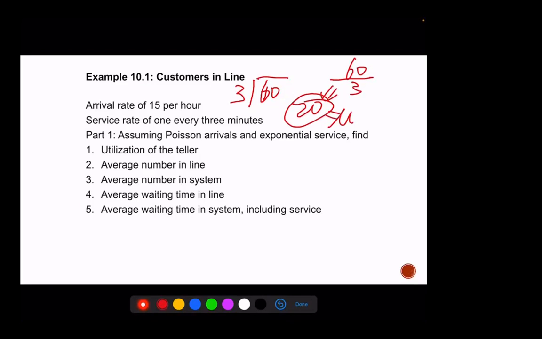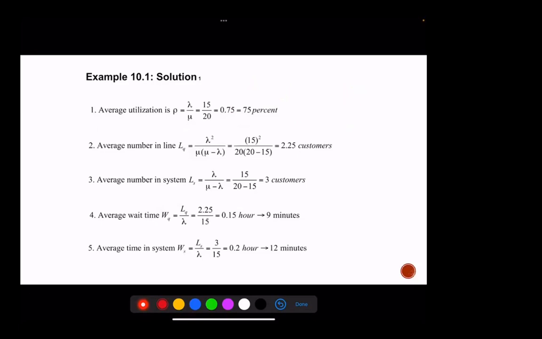And when we want to calculate the utilization of the trainer, we just use 15 over 20, then we have 0.75, which means 75% of the service is utilized. So this is how we calculate the utilization. And this is the type of problem you may meet in the test. The first one asks for the average number in line.